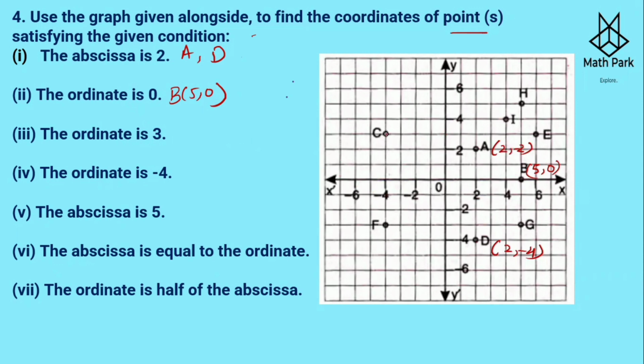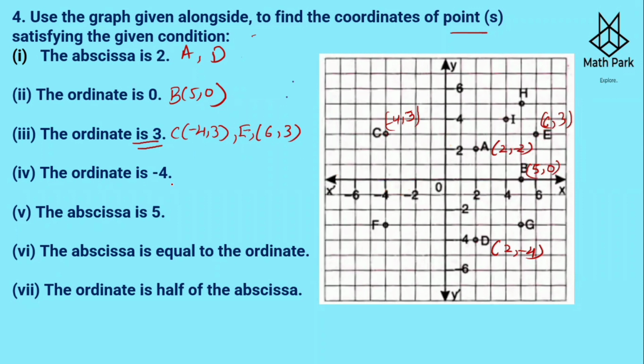So C is the point where the coordinates are -4, 3, and the ordinate is 3. And again in the first quadrant, the point E where the coordinates are 6, 3. So points C and E have the ordinate 3. These are the 2 points, C and E.